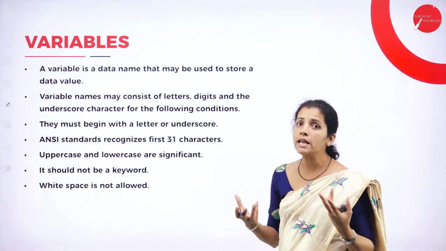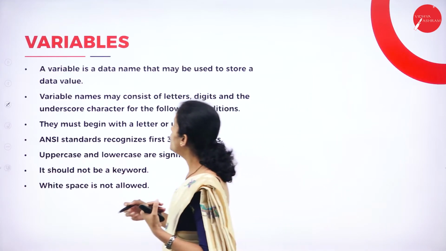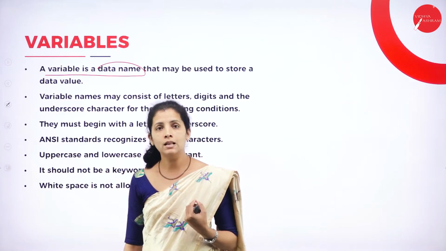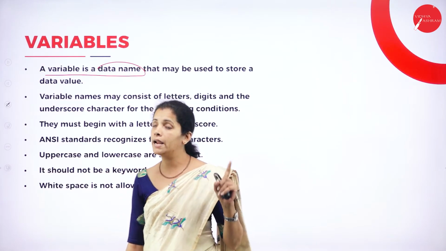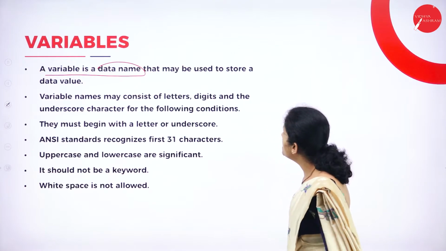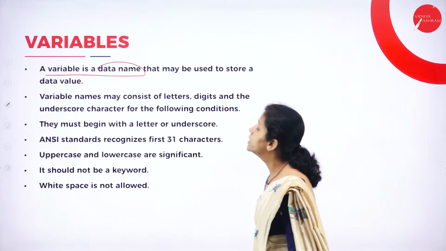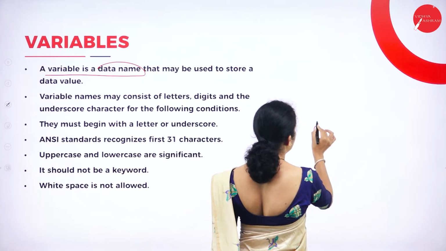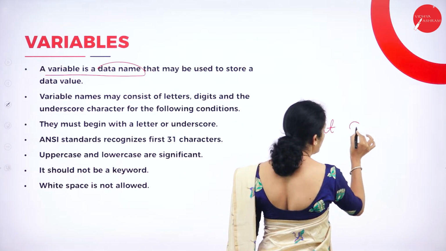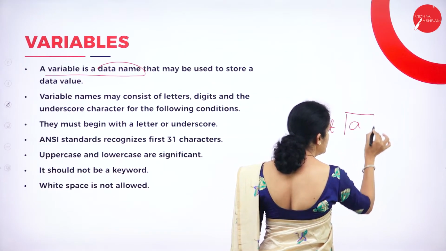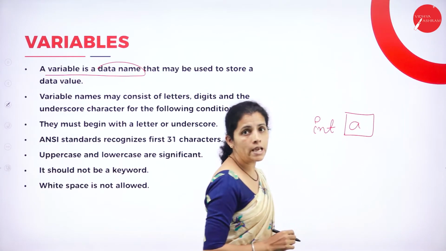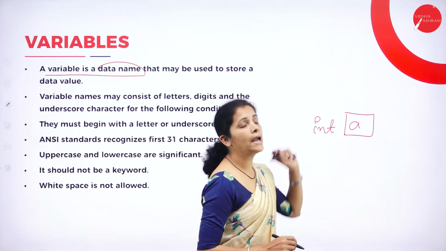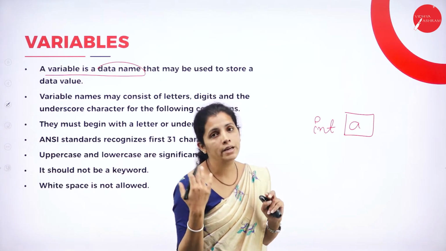Now I'm going to have the variable. So what is this variable? A variable is a data name. A variable is nothing but a data name that may be used to store a data value. For example, suppose I write int A. Here A is nothing but the variable name. It's nothing but the container, and this container is capable of holding different values.